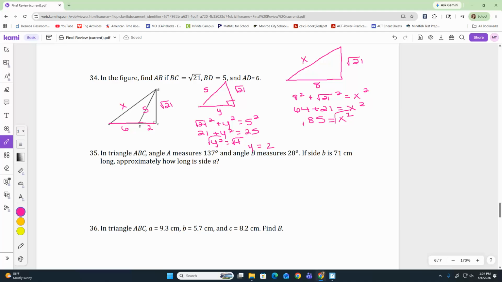Square root. Make sure there's no perfect squares that go into it, and there's not. So you just get the square root of 85. So you could have tried finding an angle and then doing law of sines or cosines, but we didn't have to work that hard. We could just do Pythagorean theorem a couple times to get started.